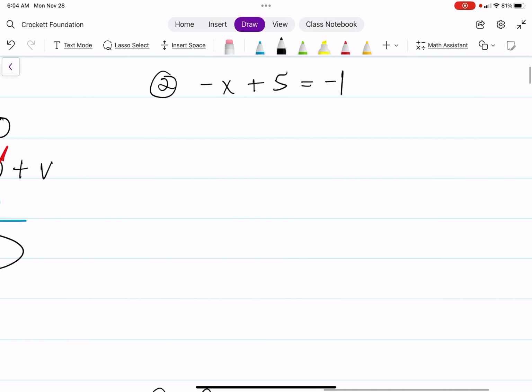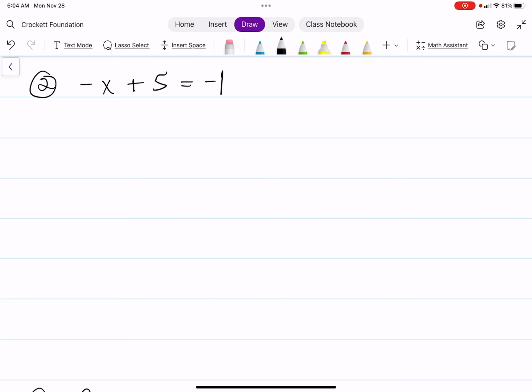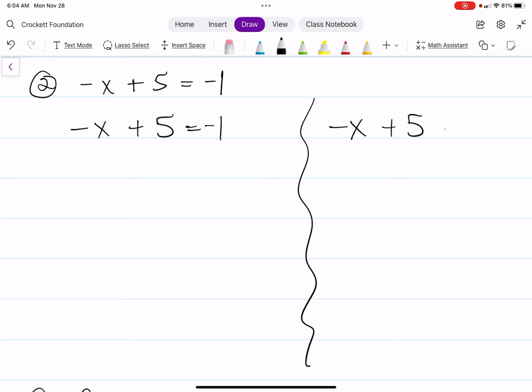But let's take a look at number 2, okay? Let's go ahead and rewrite it first. -x plus 5 equals -1, okay? And then -x plus 5 equals -1. Remember, I'm going to show two different ways. So the first time, we're just going to start by moving things away from the variable.